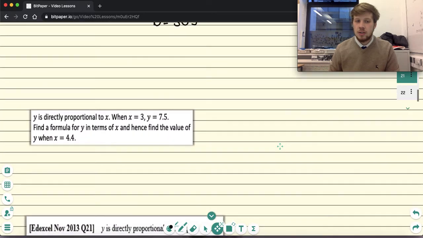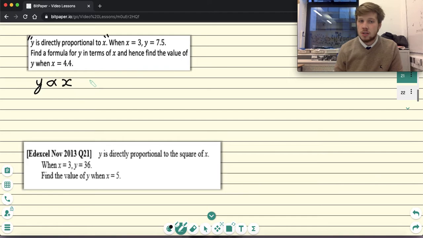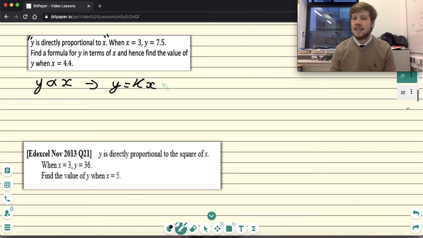So looking at a question, these are two types of questions which would be given in an exam. I'm just going to go through how we would answer it. So I would read the first line, and it says y is directly proportional to x. So the first thing I'm going to write down is y is directly proportional to x. So therefore I know I can get rid of that proportionality sign by multiplying by some constant. So this is the same as writing y equals kx, where k is just some value that I need to work out. I know that when x equals 3, y equals 7.5.